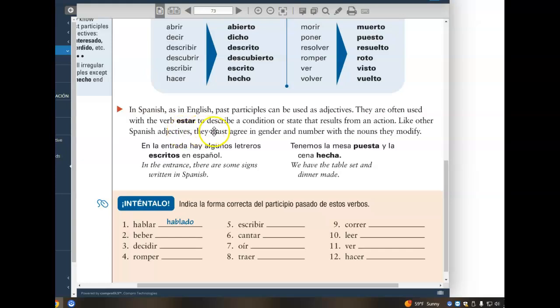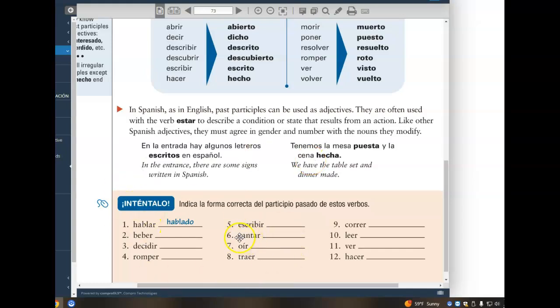In English and in Spanish, we commonly use past participles as adjectives with the verb to be. And then, just like any other adjective in Spanish, these past participles must agree in gender and in number. Masculine, feminine for gender, and singular and plural for number. As you can see, letreros, masculine plural, escritos, masculine plural, puesta, feminine singular, hecha, feminine singular.